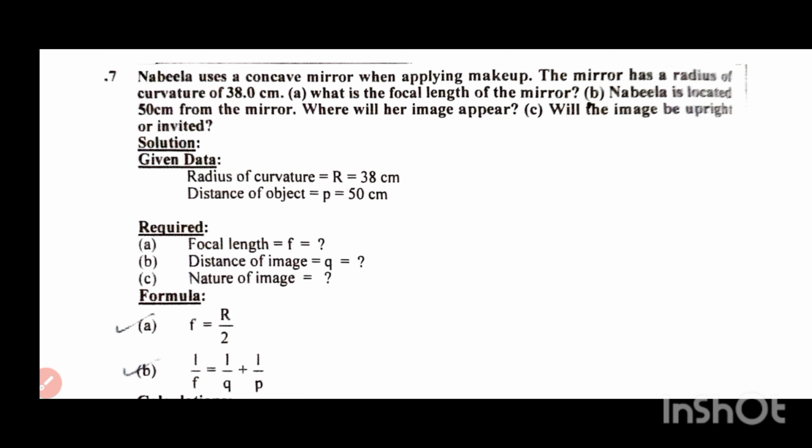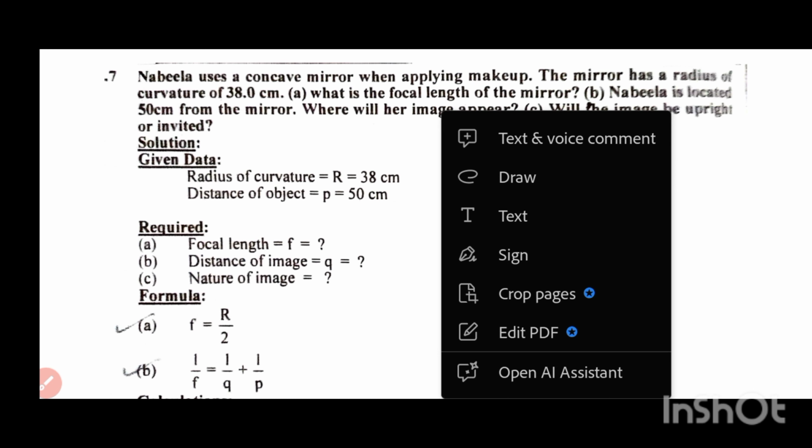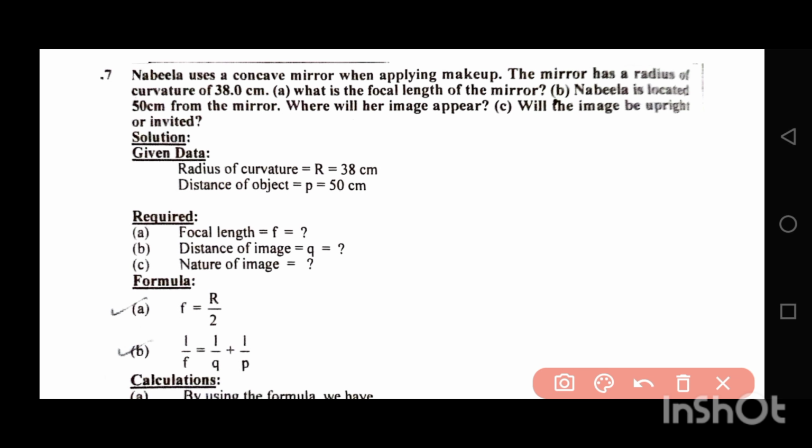So dear students, the data that is given: radius of curvature r is equal to 38 cm and distance of object from the mirror is 50 cm. So we need to calculate focal length, distance of image and nature of image. Clear? To find the focal length we use the formula f is equal to r over 2, and to calculate distance we use the formula 1 over f is equal to 1 over q plus 1 over p.